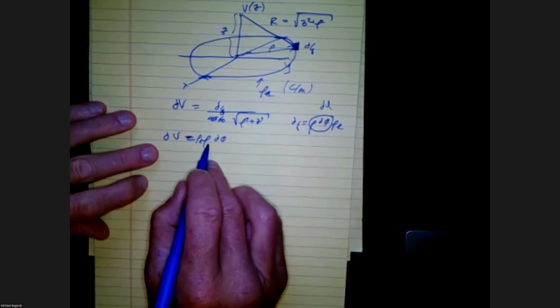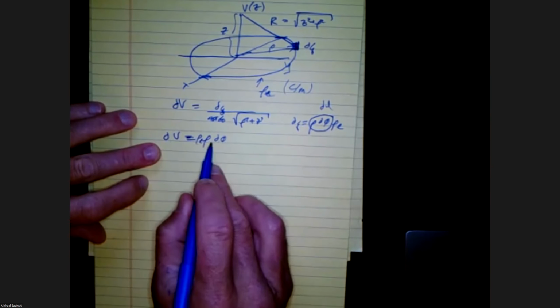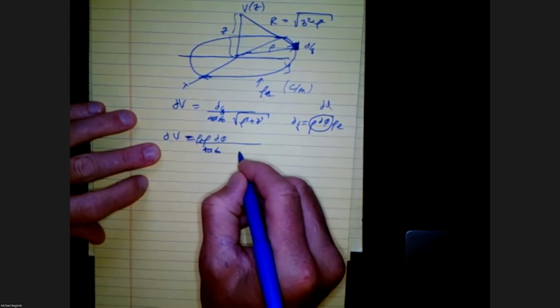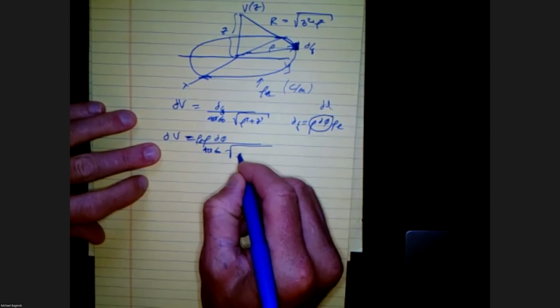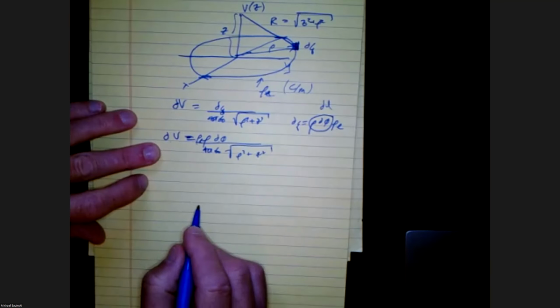Now, since I'm going to put dV, dV is dq over 4 pi epsilon naught. And here it's going to be the square root of rho squared plus z squared. You all agree with that? Now I have to integrate that around the loop.